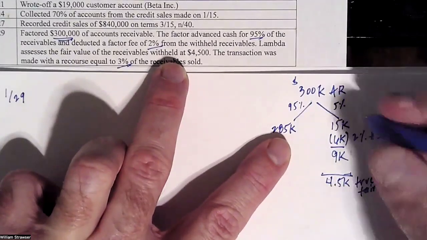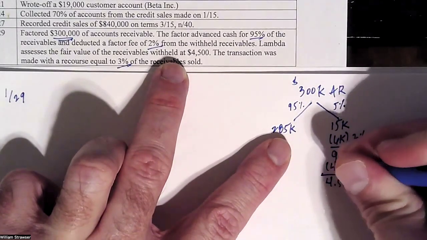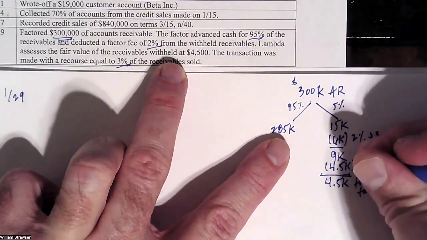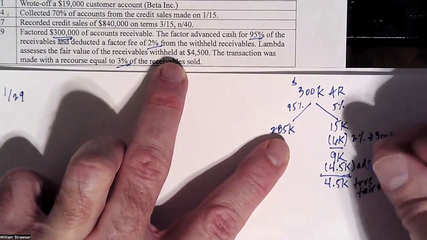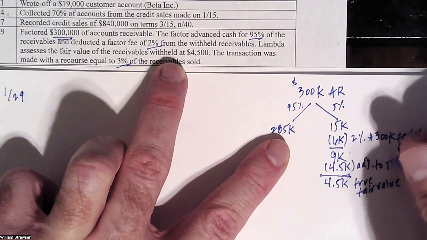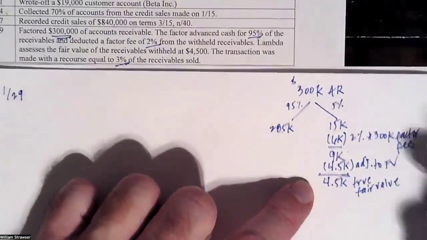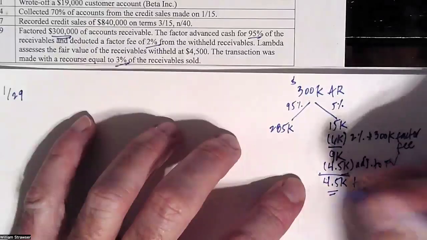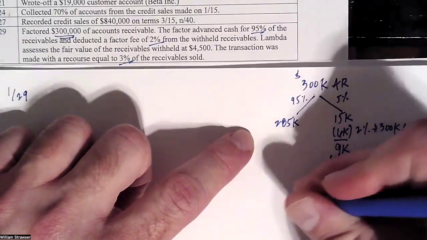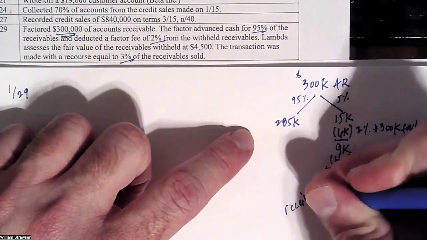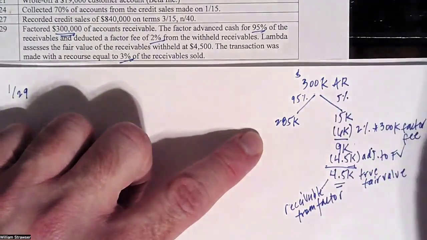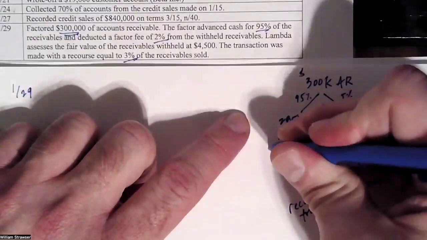Well, we have to make an adjustment to make the receivables that amount of money. And so that adjustment is part of the loss that we're going to recognize here in our journal entry. So I make that adjustment to fair value. What's remaining then is a $4,500 balance. This is my receivable from factor. And of course, the 285 up here was my cash.